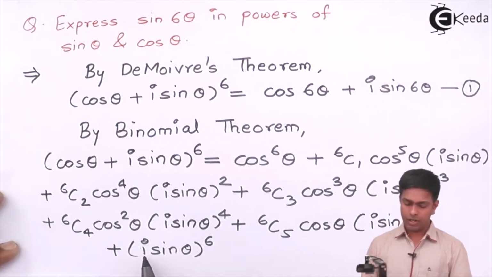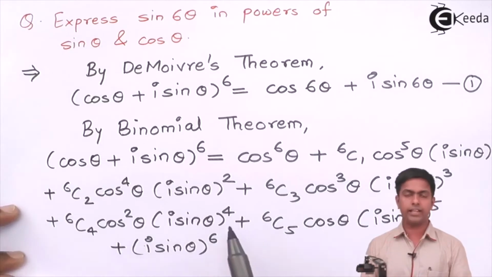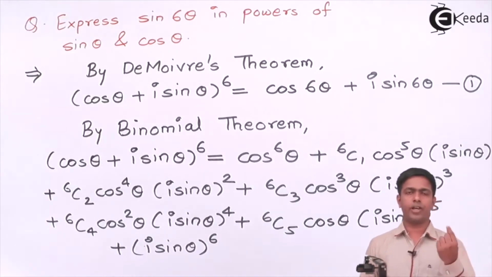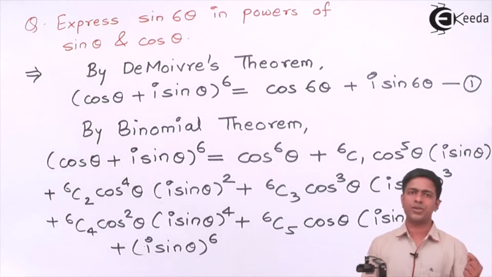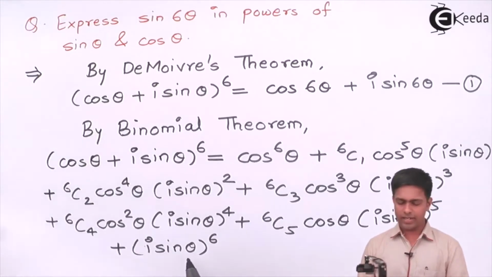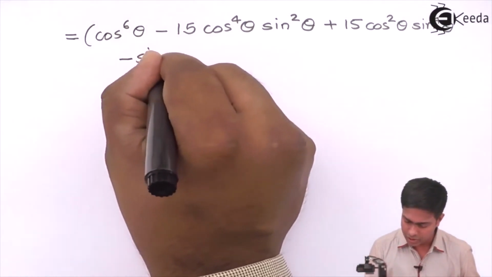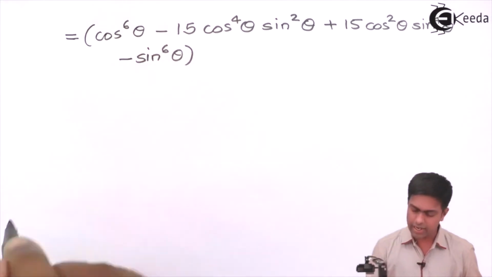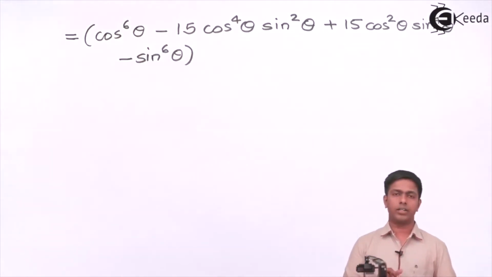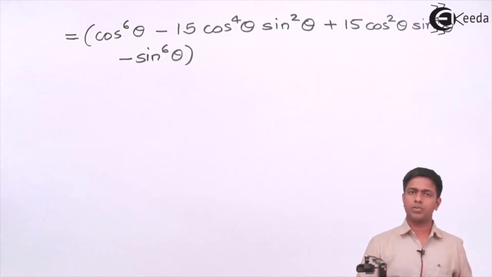Next, this is also a real term because i raised to 6 is i square into i square into i square, which is equal to -1. So minus sin raised to 6 theta. Here I'll write negative sin raised to 6 theta. And guys, here we get all real terms. Now let's take all imaginary terms together.